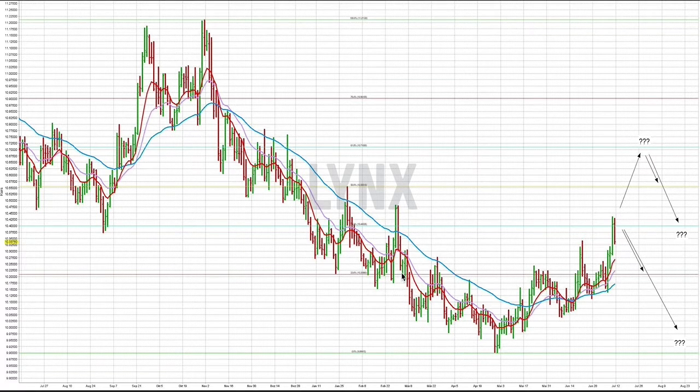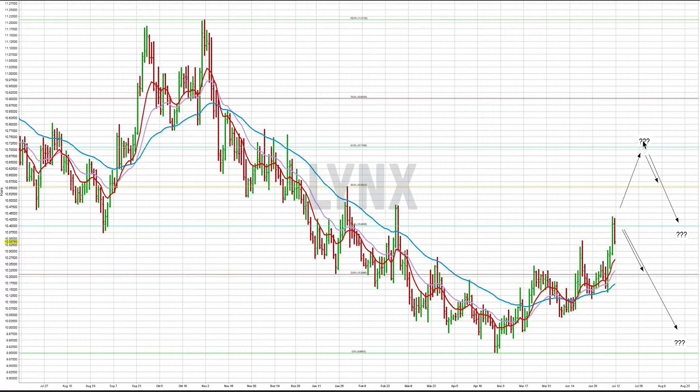at 23.6, 38.2, 61.8 and 76.4. And actually these typical arrows I've built here are possible moves. Let's have a first look at the upside.